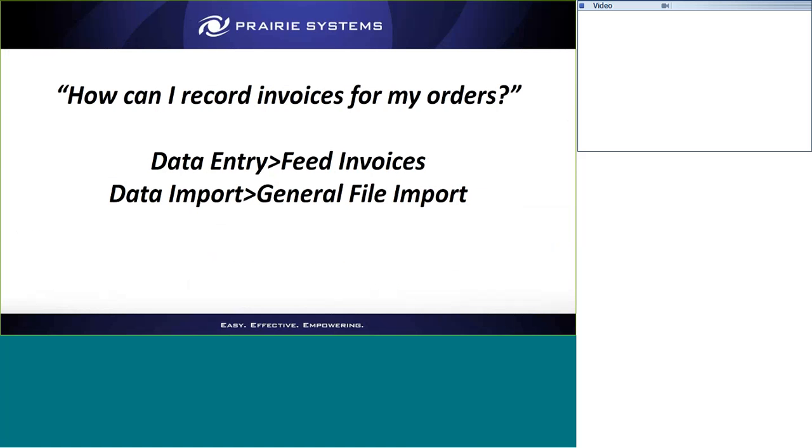How can I record invoices for my orders? There are two methods to record invoices in FAS against your orders. Data Entry, Feed Invoices, is a place where you can manually record invoice information against an order. If your vendor or your mill is able to generate an invoice data file, invoice data can be imported into FAS against the orders under the Data Import, General File Import page. Let's take a closer look at each one of these.